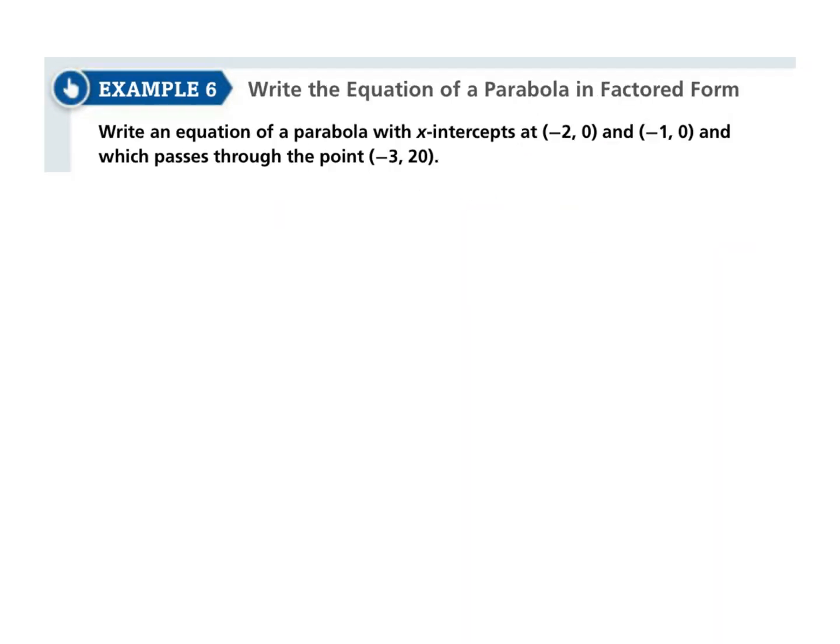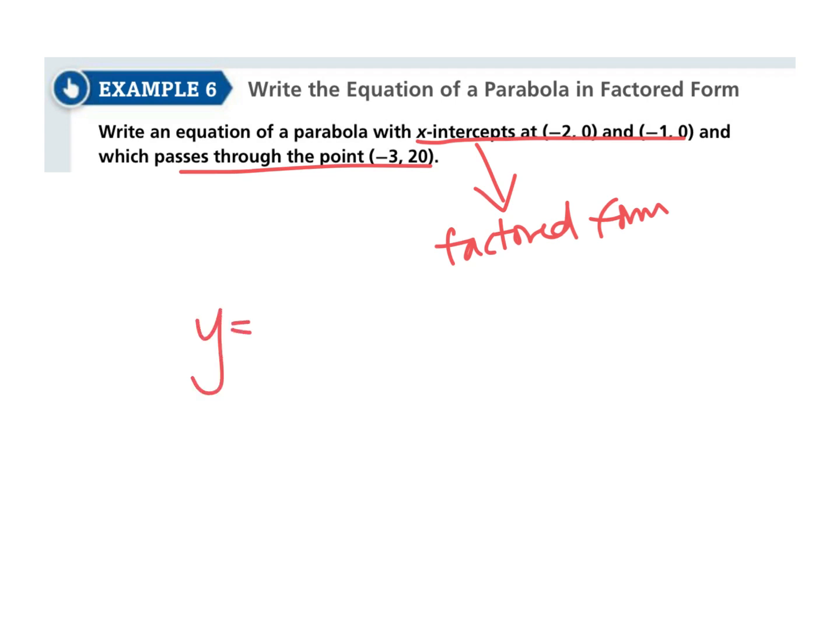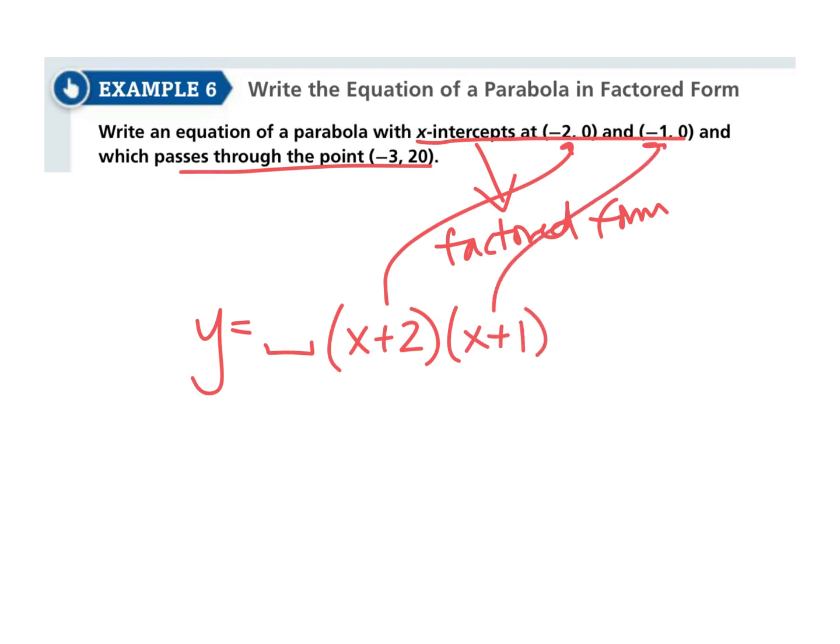All right, our last problem is similar to ones that we did the other day. We're writing the equation of a parabola with these x-intercepts and that passes through this point. As soon as you know x-intercepts, that should trigger you to think that I want to write something in factored form. So I know that this part of my equation is going to be y equals a, I don't know a, and then x plus 2, because it should be opposite of what this solution is, and x plus 1, because it needs to be opposite of that one.